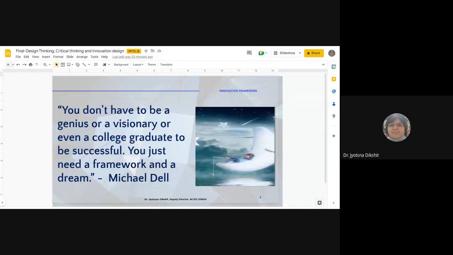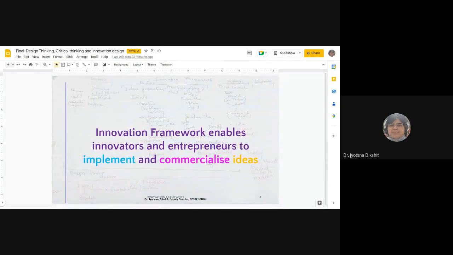According to Mr. Dell, CEO and founder of Dell, you don't have to be a genius or a visionary or even a college graduate to be successful. You just need a framework and a dream. So basically, the innovation framework enables innovators and entrepreneurs like you to implement and commercialize ideas.